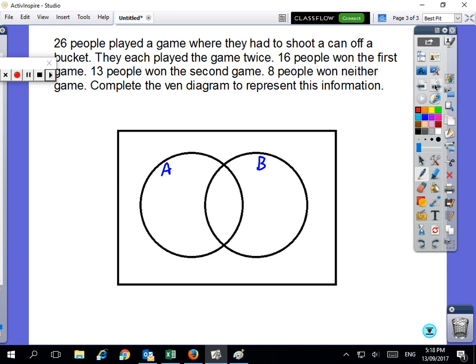Okie doke. Now, this one is called a Venn diagram. You might want to pause, just make sure you understand tree diagrams. This is a weighted tree diagram.